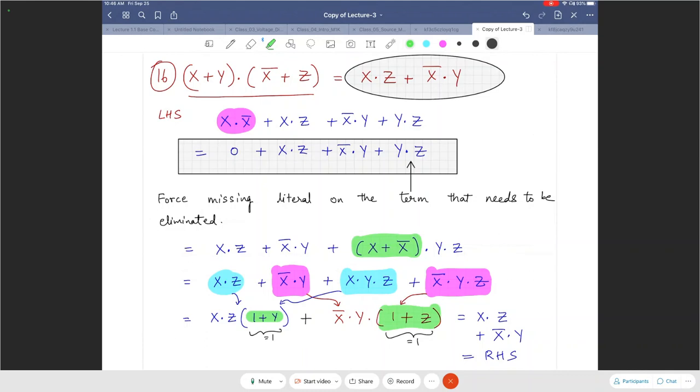Right, so it's not just grouping terms, so that is the second step. But in order for you to group the like terms, you need to first force the missing literals so that you are able to combine more, right? So if you did not do the first step, you wouldn't be able to do that. So we are strategically trying to force that missing literal on the term that needs to be eliminated so that we can combine them later.